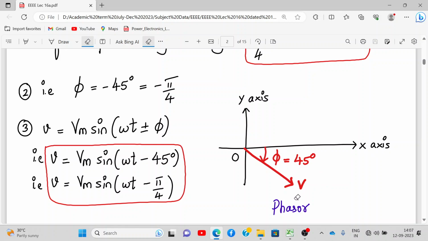Below the x-axis, okay, that will be minus 45 degrees. So draw the phasor diagram. This is the phasor diagram. Write this formula also. I mean, not the expression. What does the expression say? V is equal to Vm sine omega t minus 45 or minus pi by 4 radians. So this is important. Okay. Completed.